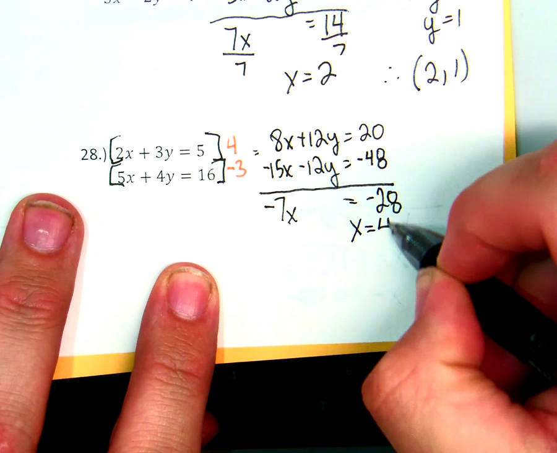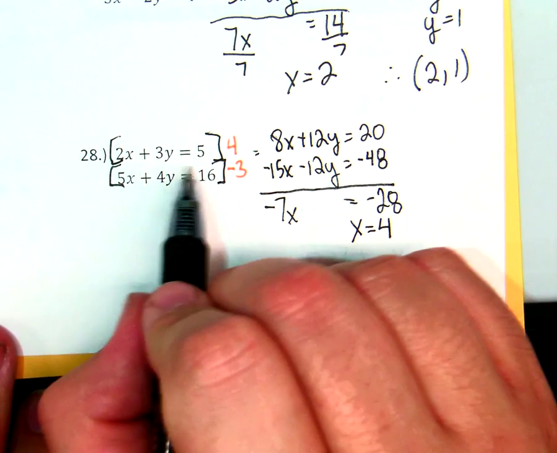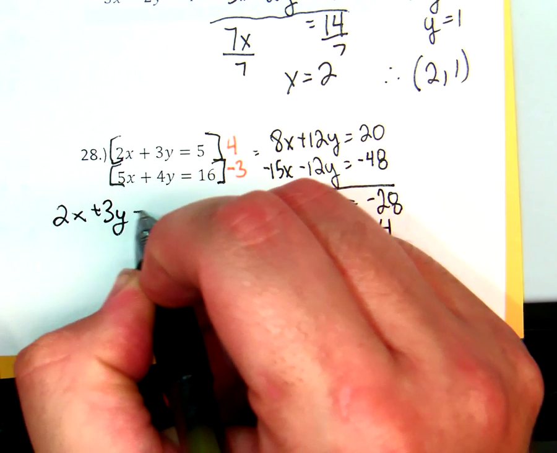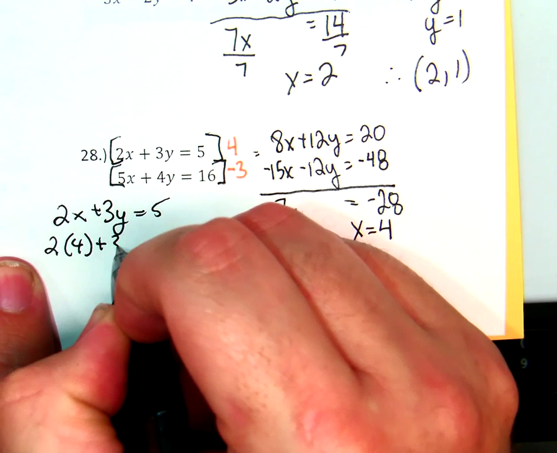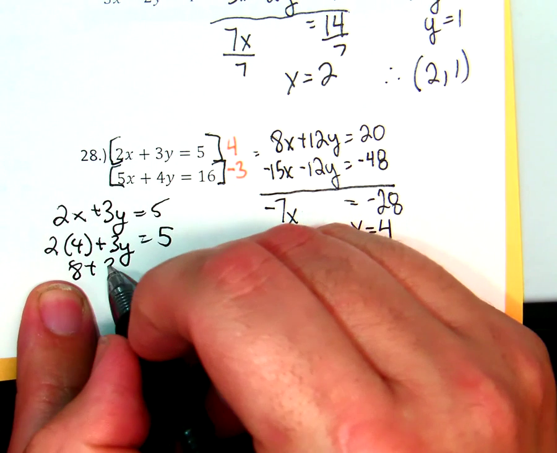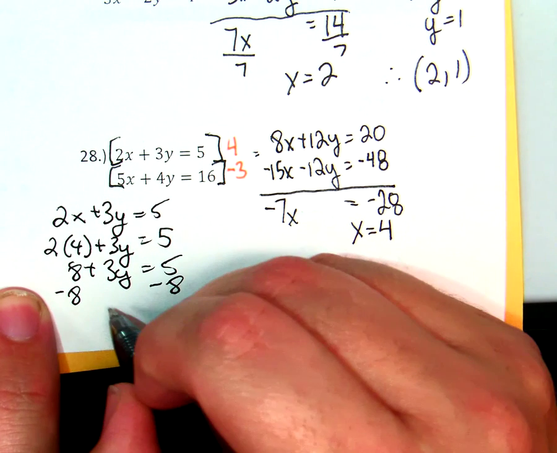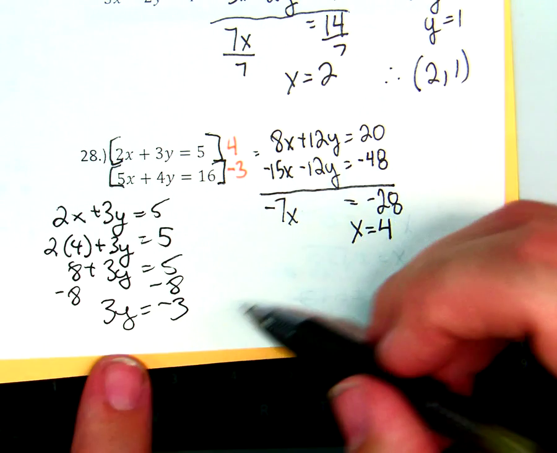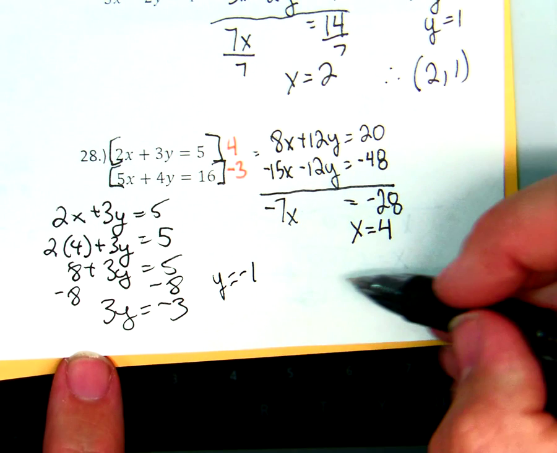I'm going to go to one of the original ones because they have smaller coefficients. I'll take the 2x plus 3y equals 5 and say, all right, well, 2 times 4 plus 3 times y is equal to 5. So 8 plus 3y is equal to 5. Subtract 8. 3y is equal to negative 3. Well, what times 3 makes it equal to negative 3? We got negative 1. So the solution, therefore, is 4, negative 1.